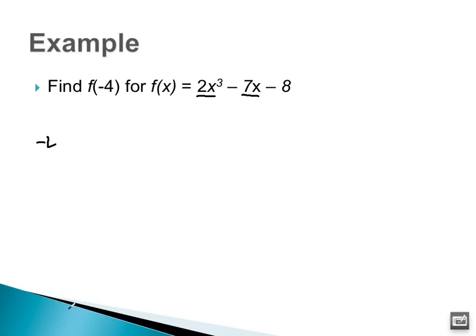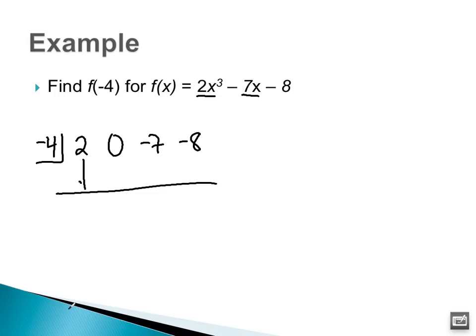Okay, first thing you should have done is put -4 in the box. Here was the tricky part. We have 2x to the third, 0x squared, -7x, and -8. If you forgot to put in that 0, you got the wrong answer. Or you probably did at least. So bring down your 2. Now multiply. -4 multiplied by 2 is -8. If I add down, I get -8.